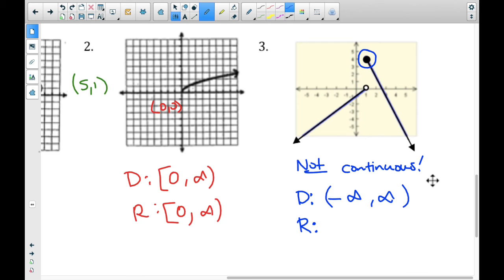The range, start at the bottom. How far down does it go? Well, it goes all the way to negative infinity down here. And then we go up, up, up, as high as we can go, and it stops at 4. 4 has a solid dot. We're going to put a square bracket, and infinity always gets a parenthesis.